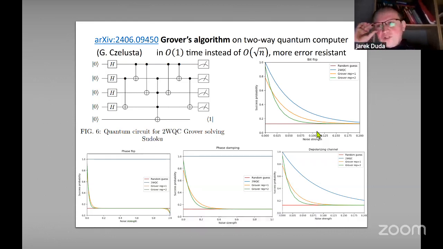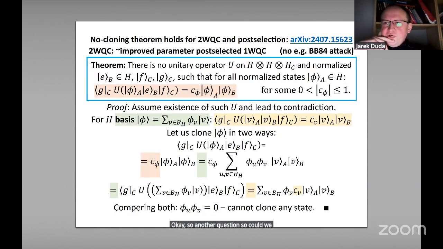Okay, so another question. Could we validate the no-cloning theorem? And it turns out that we cannot.